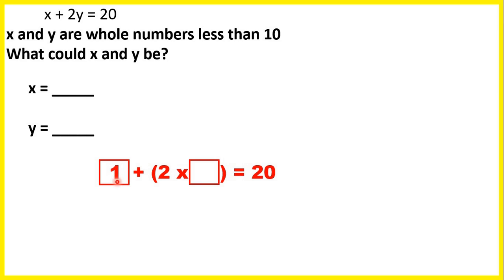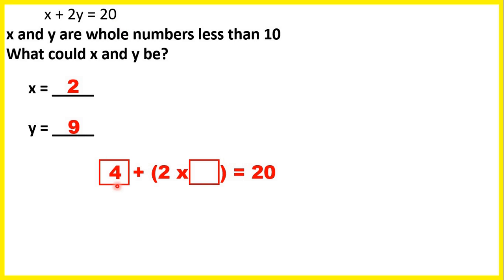So if x was 1, 2 times y or 2y would have to come to 19 because 1 plus 19 is 20. But we can't have half of 19 because that's 9 and a half, and we're told that we need x and y to be whole numbers. So let's imagine if x was 2. 2 plus 18 is 20 and 2 times 9 is 18. So x could be 2 and y could be 9, because if we have 2 plus 2 times 9, that's 2 plus 18, so comes to 20.